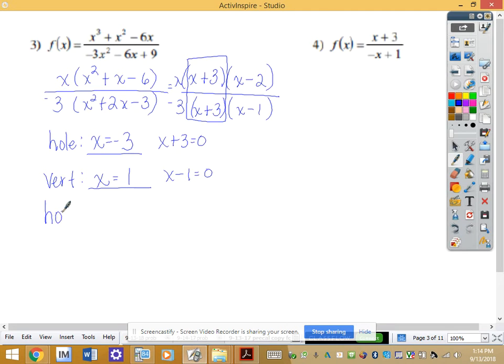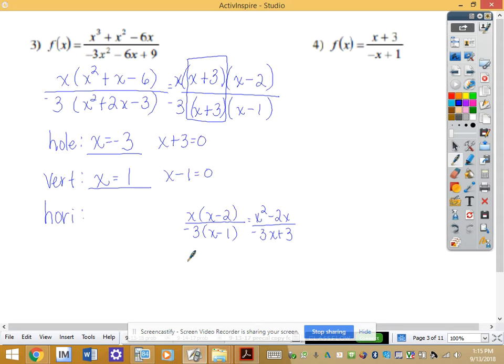Now my horizontal, because I have x's both on the top and the bottom, you're going to have to go back and multiply this out and then divide. So when I do this, the easiest thing to do is to go to the factored version. I'm going to do x times x minus 2, and I'm going to multiply this back out. Okay, so this is going to be x squared minus 2x over negative 3x plus 3. Once I do that, I need to divide.